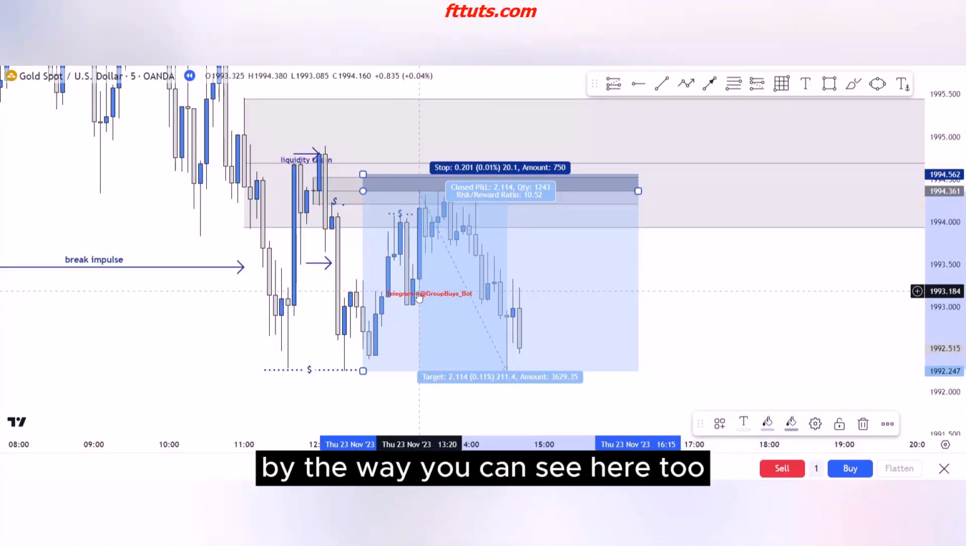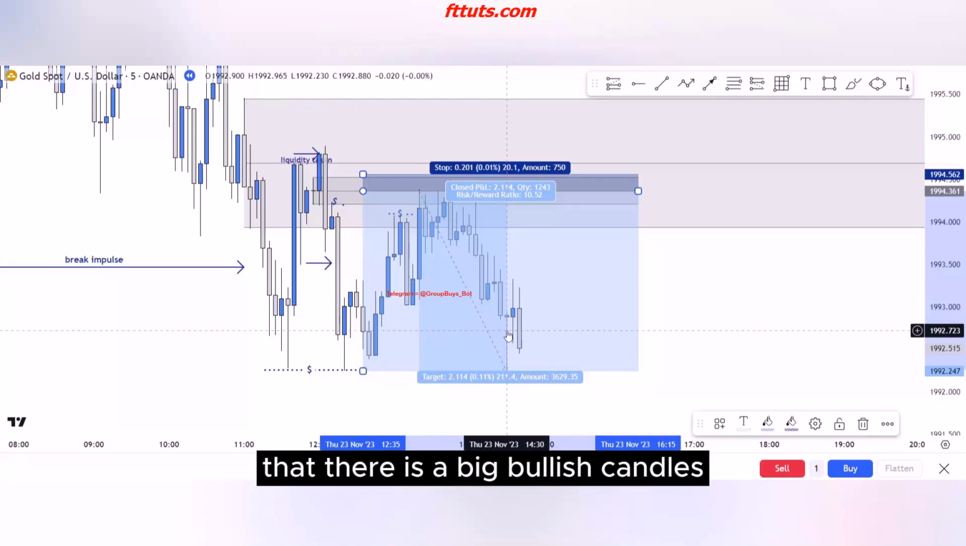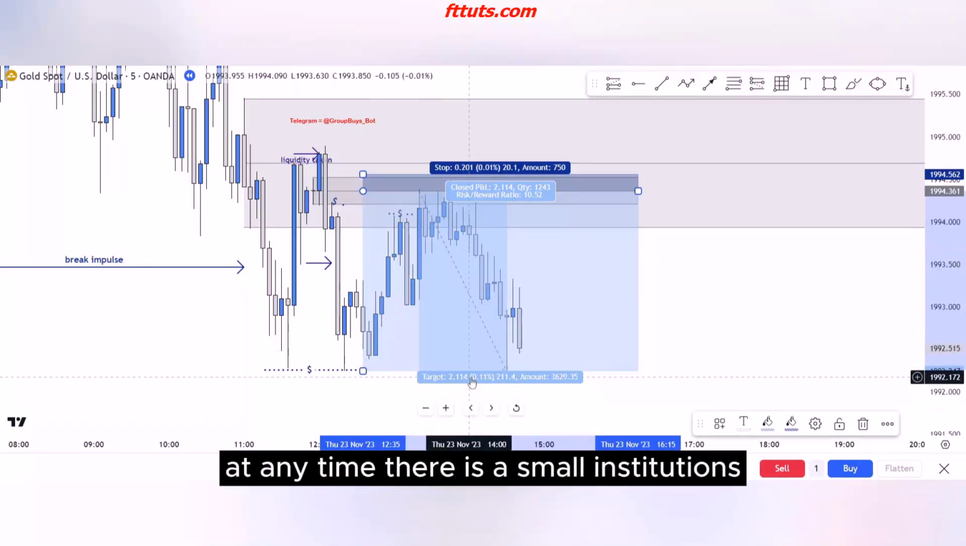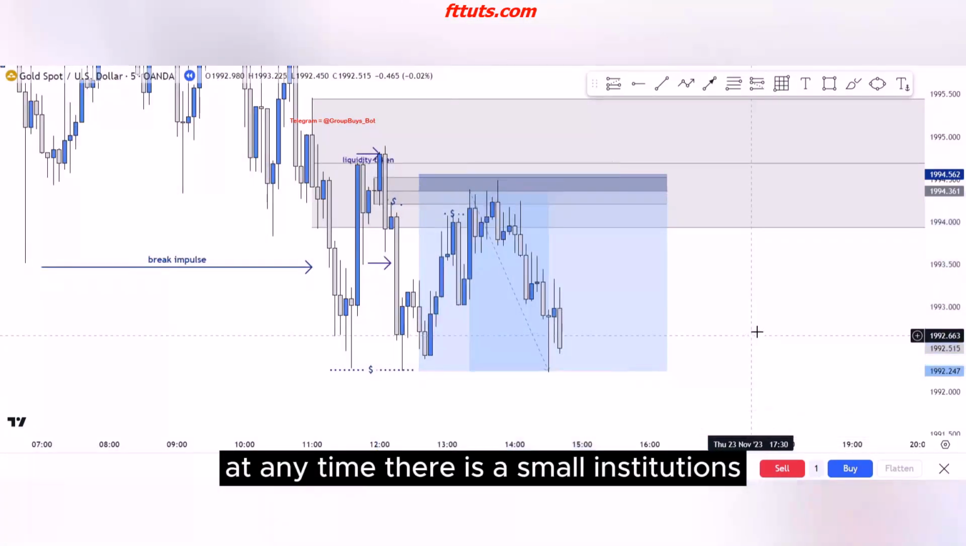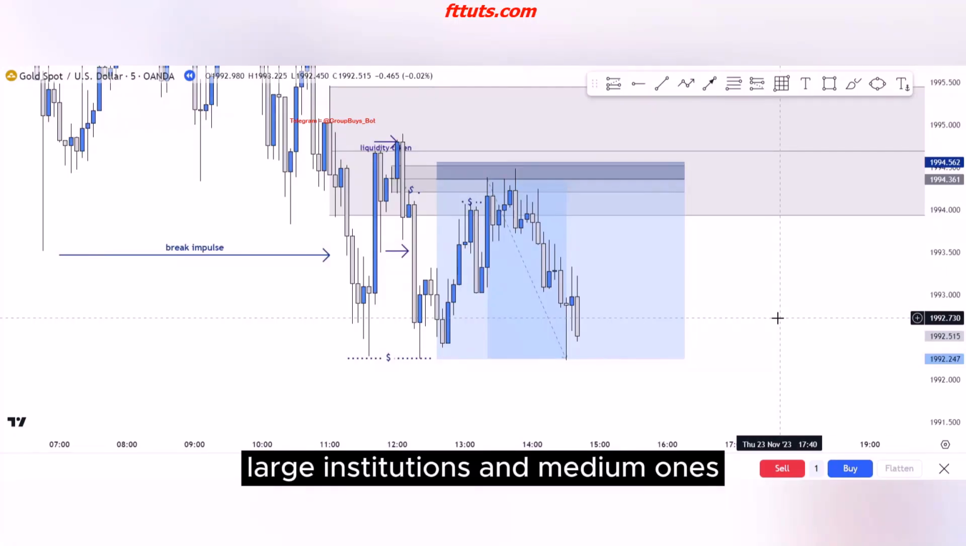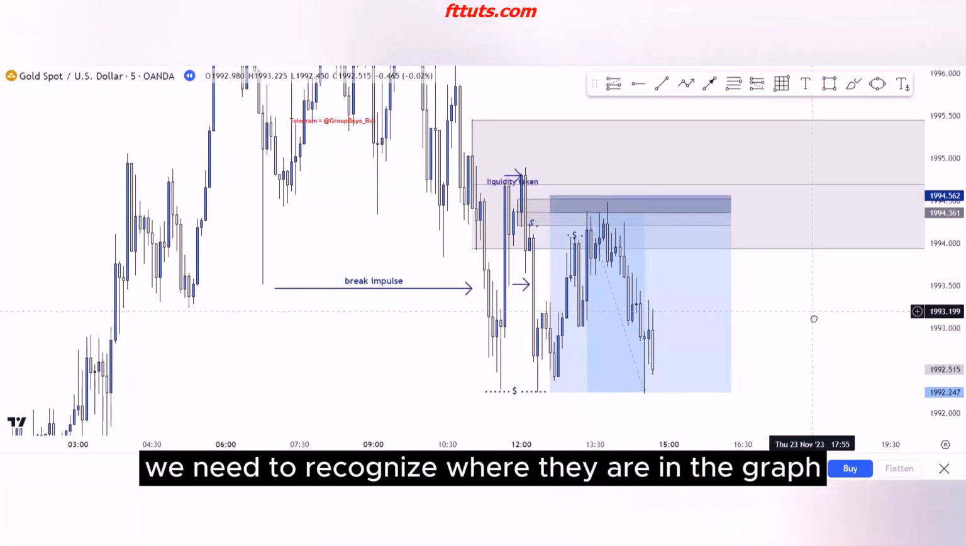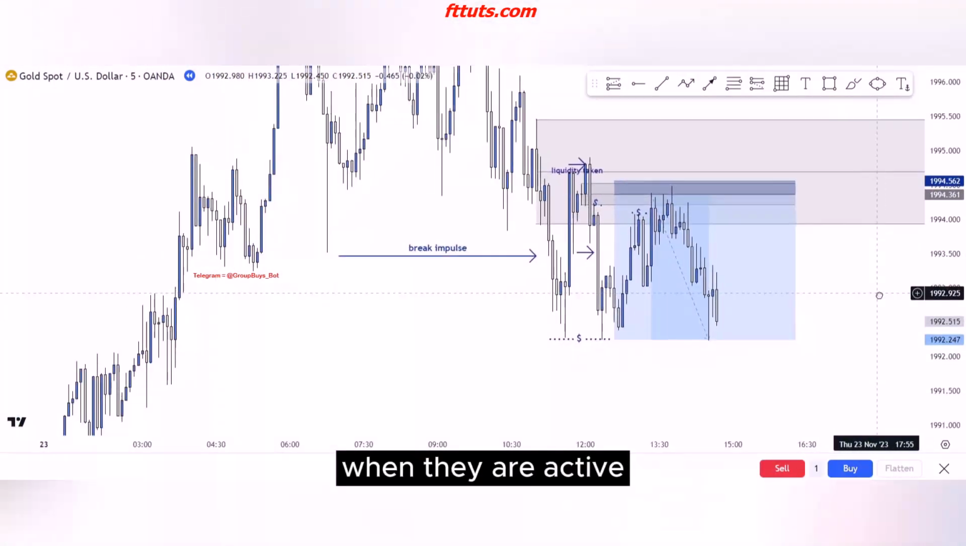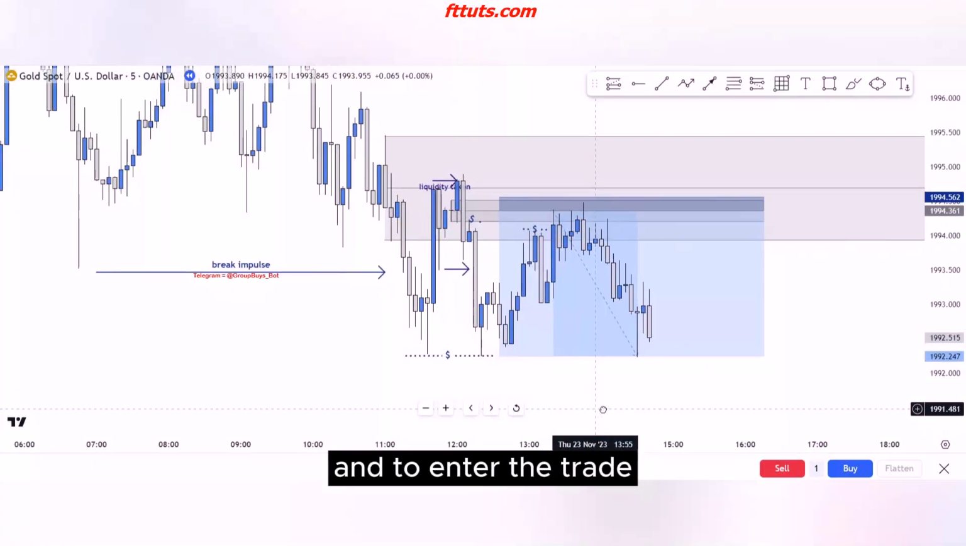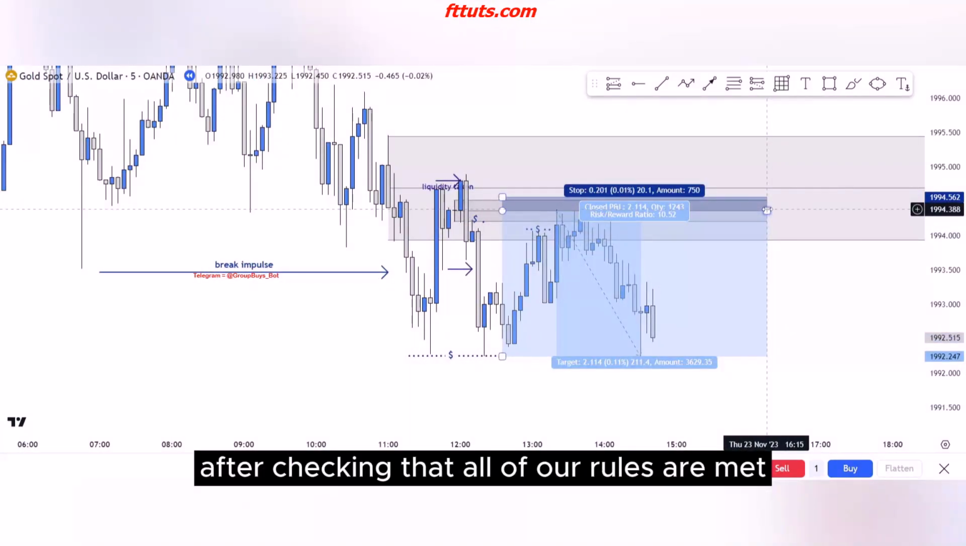By the way, you can see here too that there is a big bullish candles and then there is a decline. This is something that repeats itself all the time in the graph. At any time, there are small institutions, large institutions, and medium ones. We need to recognize where they are in the graph, when they are active, and to enter the trade after checking that all of our rules are met.